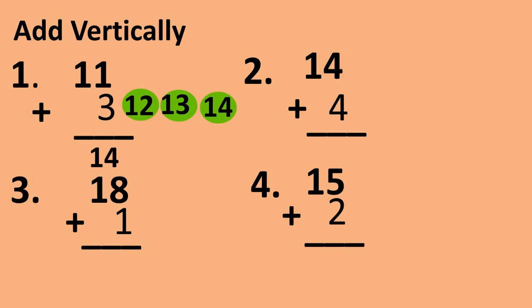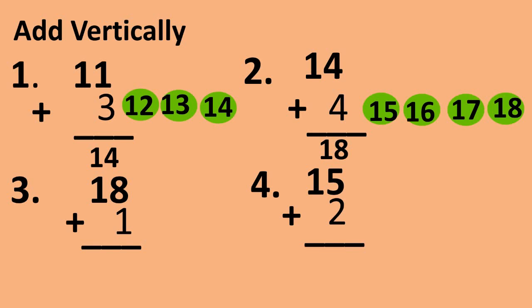Now student, second sums. In second sums, 14 plus 4. So 14 number we will keep in our mind, and for 4 number I will draw 4 dots. Now we will count the number after 14. 15, 16, 17, 18. So what answer we got? Yes, 14 plus 4 is equal to 18.